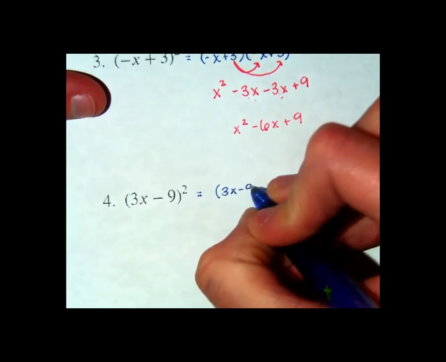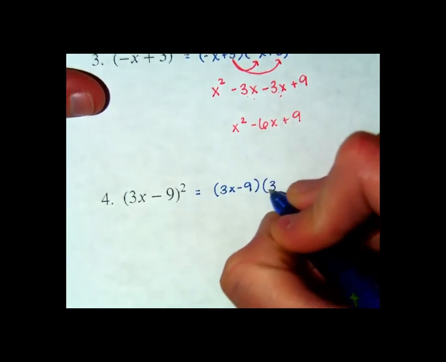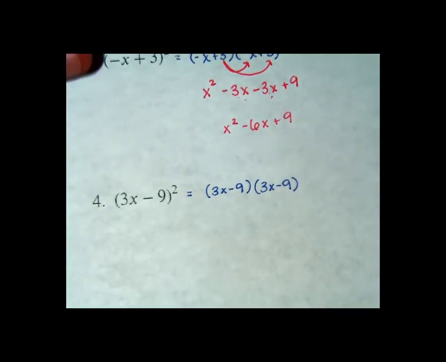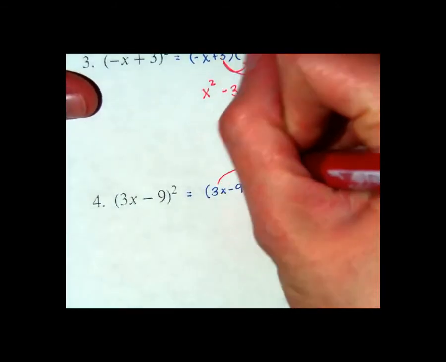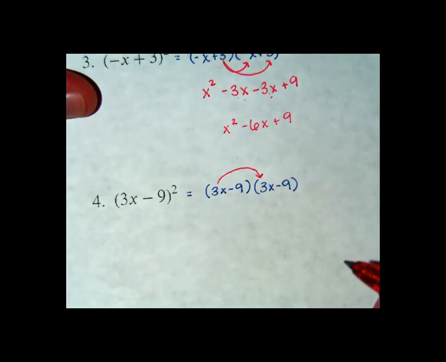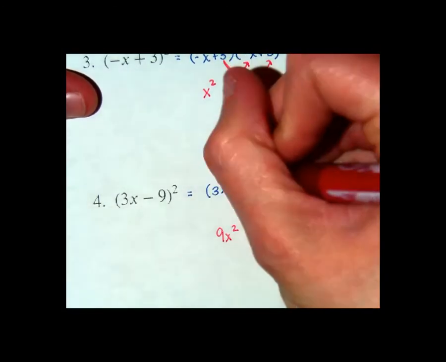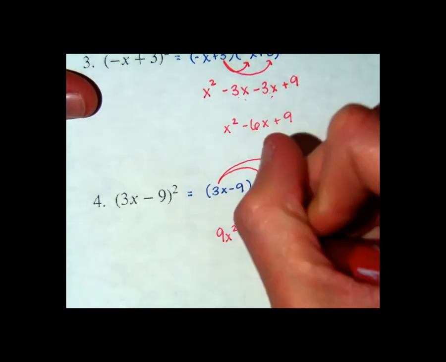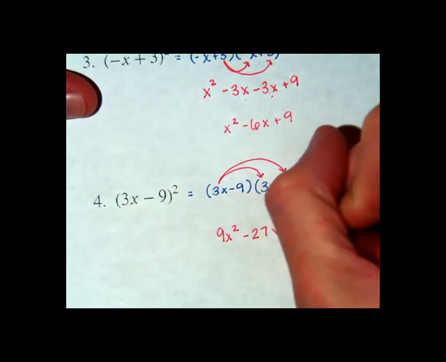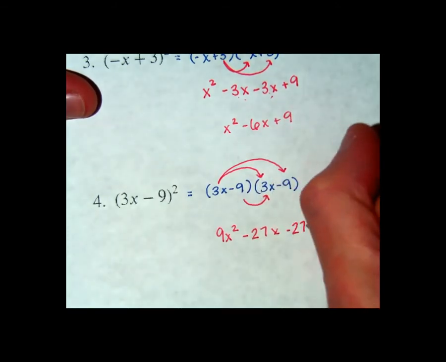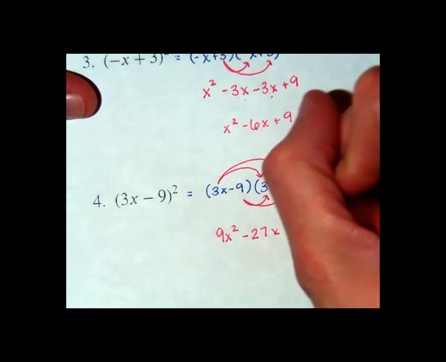Wrote it twice. Alright, then what? So 3x times 3x. 3x times negative 9. 9 times 3x. Oh, look, they're the same again. And negative 9 times negative 9.